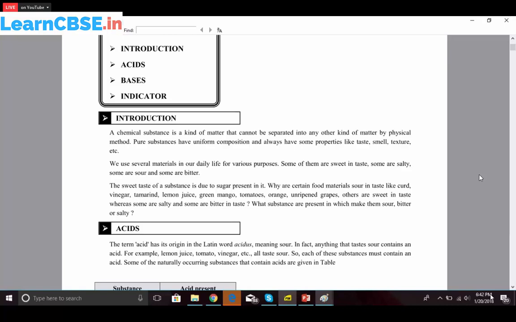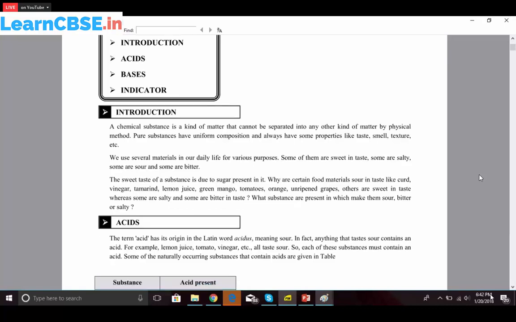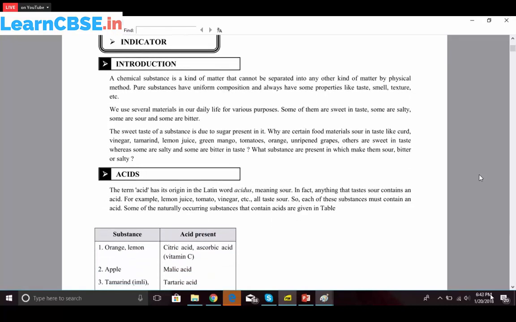And the bitter taste is that of soaps. Suppose you are taking a bath and the soap goes inside our mouth, so we feel a bitter taste. So these are all the different types of taste we know. In that, the sour taste: usually we add lemon juice or tamarind to our food, and in that we can taste the sour taste.